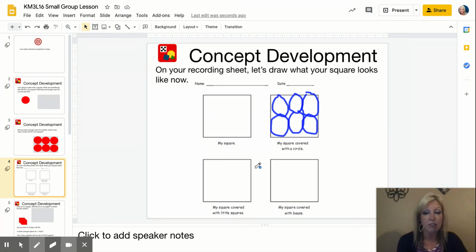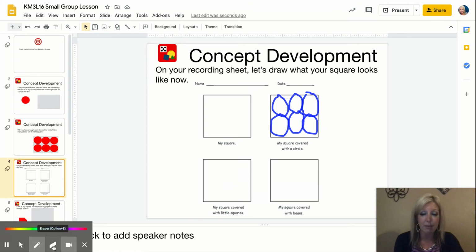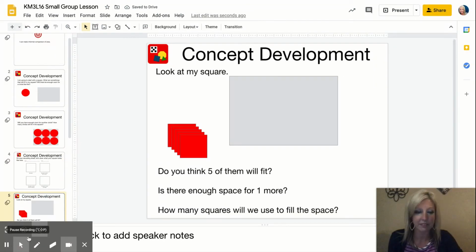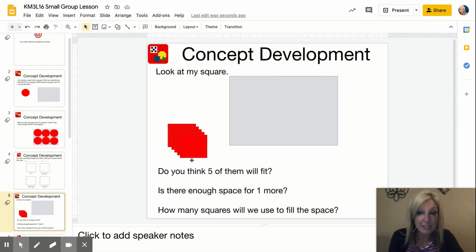So you'll use this sheet throughout our lesson today. If you don't have this sheet, get your parent to get you a piece of notebook paper, and you can utilize that. Just draw a big square and you can model in there. I'm going to go ahead and erase this. All right, look at my square now.